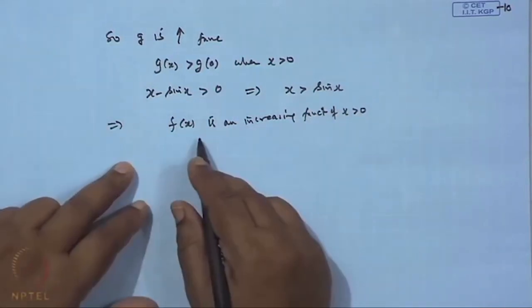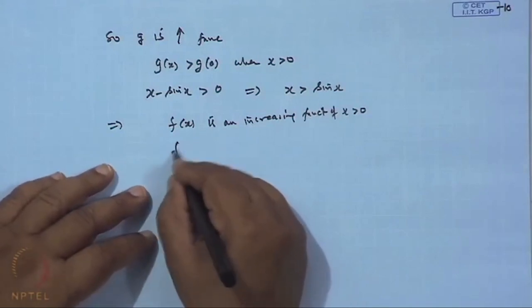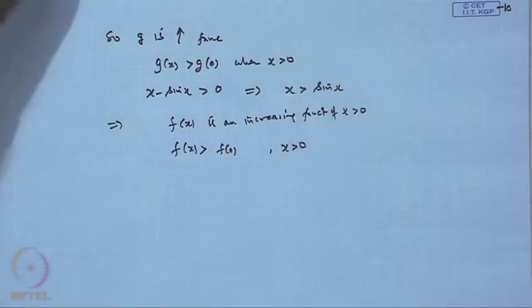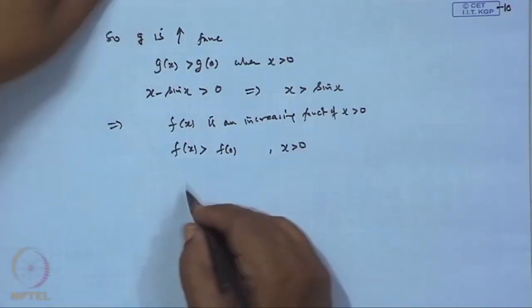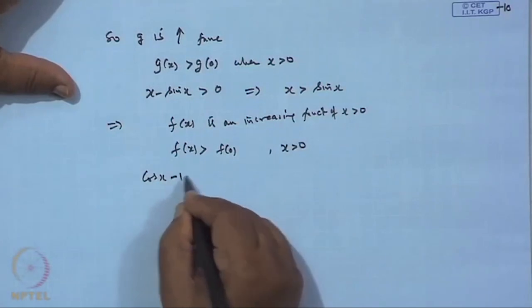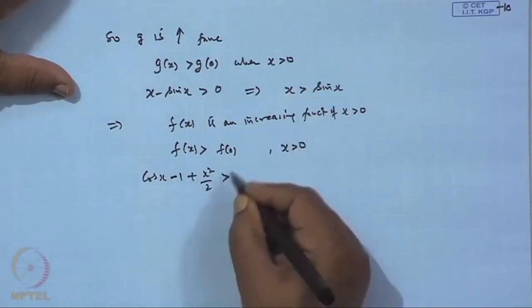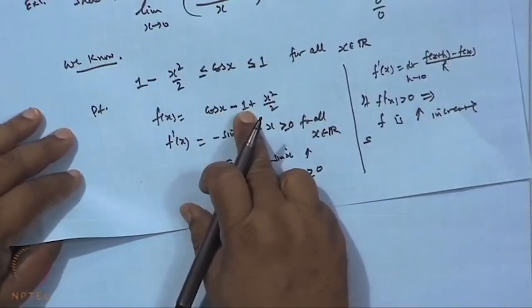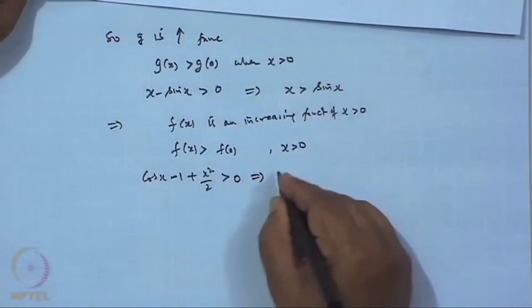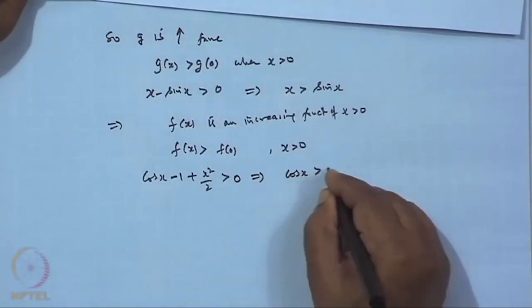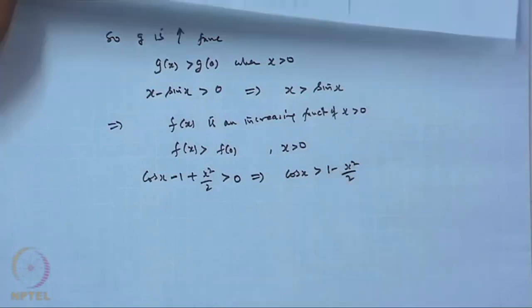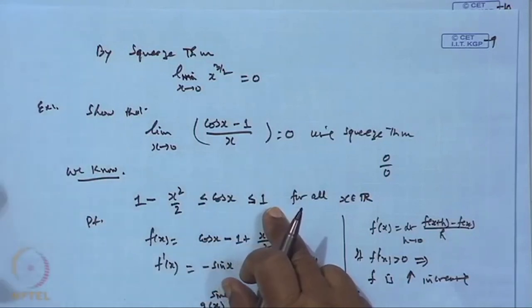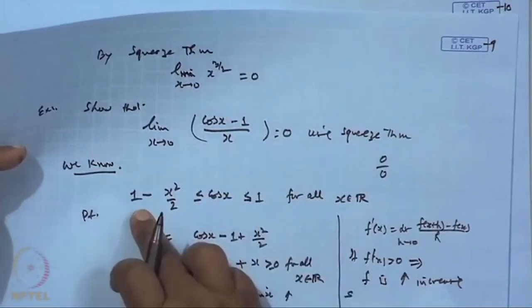Okay. So, when it is an increasing function of x, then the value of f x is greater than f of 0 when x is 0. But f x is cosine x minus 1 plus x square by 2, which is greater than f of 0. When you take f of 0, then 1 minus 1, that is 0. So, this is 0. This implies that cosine x is greater than 1 minus x square by 2. So, this side is proved. Cos x is always less than or equal to 1 because it is a bounded function, bounded by 1. So, this result is true.